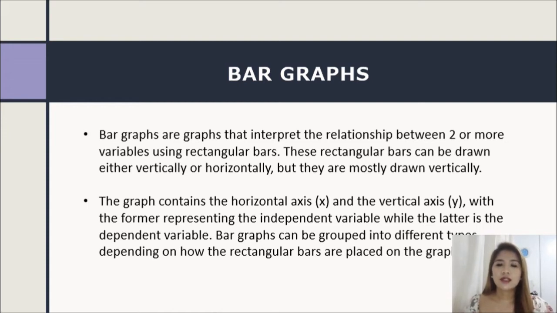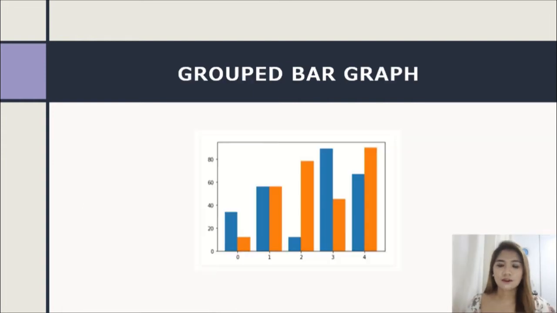Bar graphs can be grouped into different types depending on how the rectangular bars are placed on the graph. So here are some types of bar graphs. First is the group bar graph. The group bar graph is used to show more information about variables that are subgroups of the same group, with each subgroup bar placed side by side like in a histogram.